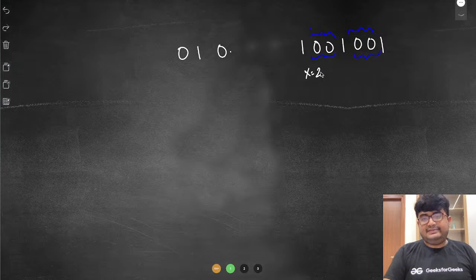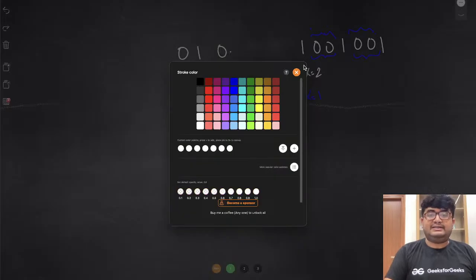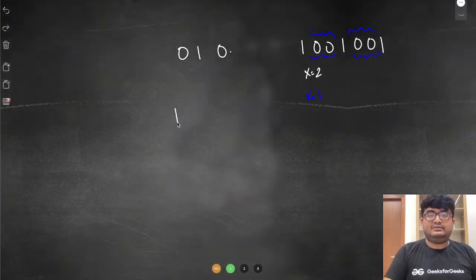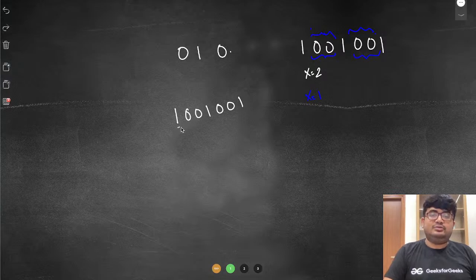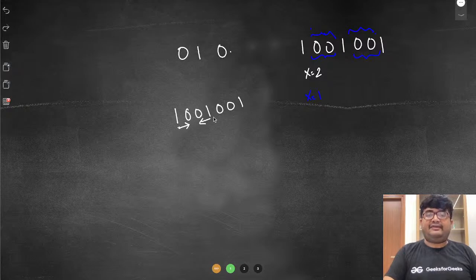So let's consider x equals 1. In that case, what will happen? Let's consider 1 0 0 1 1 0 0 1. For x equals 1, this room will get internet from this room, this room will get internet from this room, because left and right. This room will also get internet from this room, and this room from this room. So this is also a valid ordering of Wi-Fi.